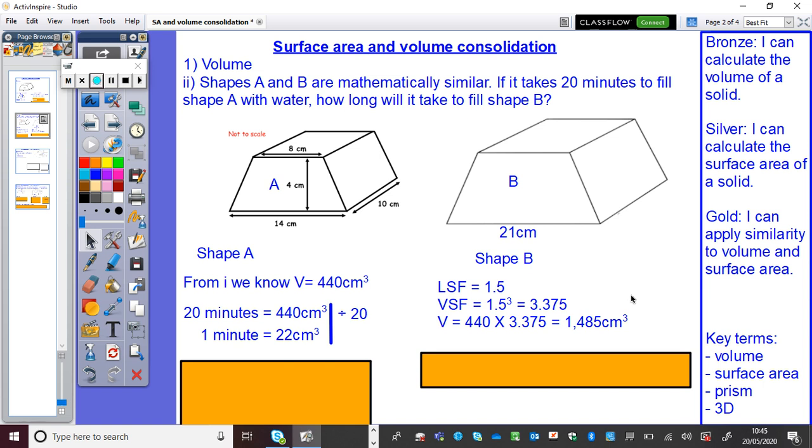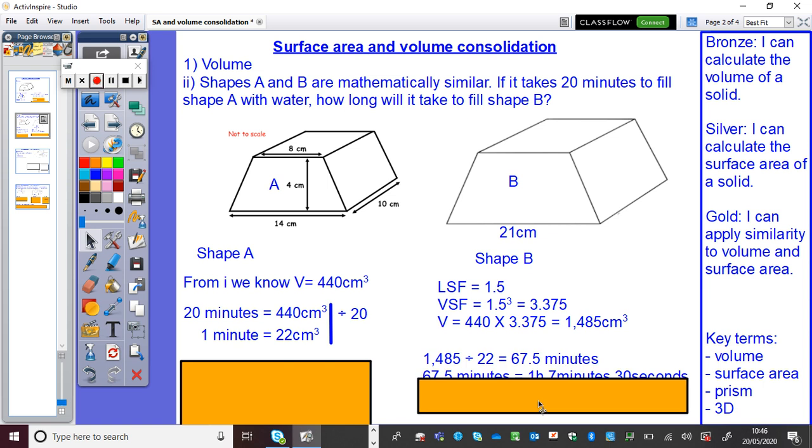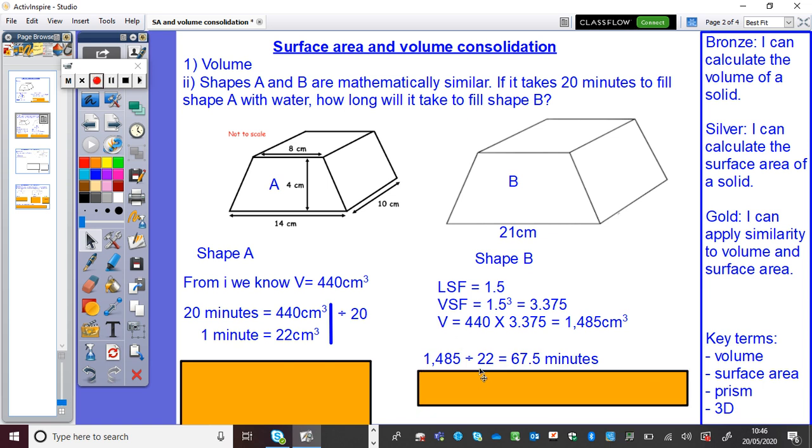However, I've not actually answered the question. It didn't ask me to calculate the volume of shape B, but I knew that I had to do that because we're talking about filling something with water. So we're looking at, say, the capacity of it, the volume of it. So I've got 1,485 divided by 22, because then I'm going to calculate how many minutes. It actually asks me for how long, so I do want to be in some sort of time measurement. So it says 67.5 minutes.